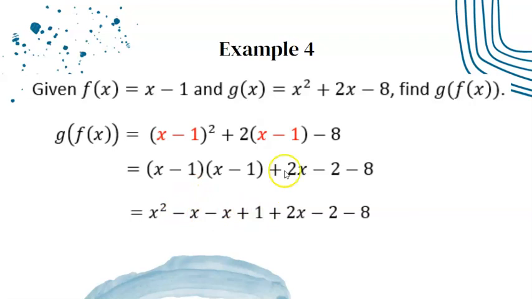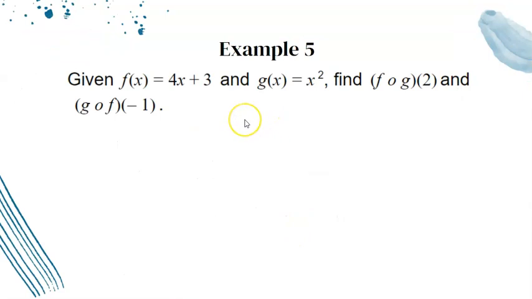So I get all of those, and then I bring down what I had, and now I want to combine like terms. So I have the x squared. If you look at the x's, I have a negative x, that's a negative 2x right there. But over here I have a positive 2x, so my x's will cancel out. They go to 0. If I combine 1 and negative 2 and negative 8, I'm going to get a negative 9. So I end up with x squared minus 9. And I can stop right there.